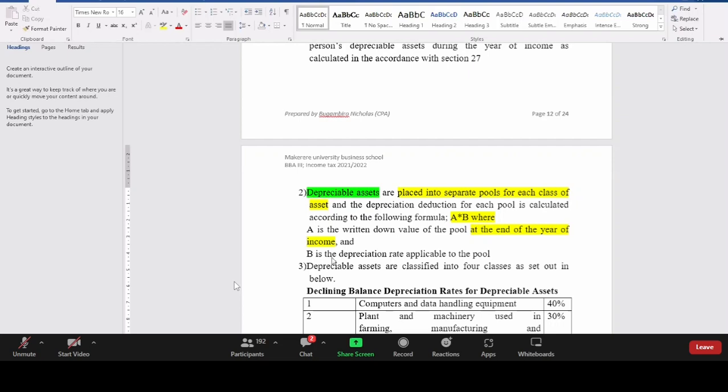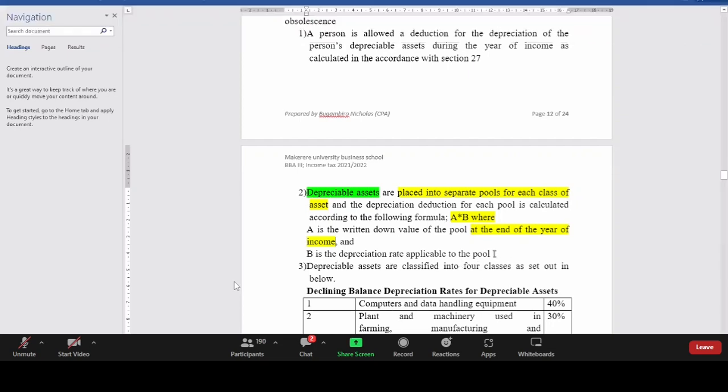B is the depreciation rate applicable to the pool. Remember here there are amendments, but whatever you have is exactly okay, except there is one mistake I saw, which I'm going to edit out as we go further through. So you'll take note when we reach that mistake.